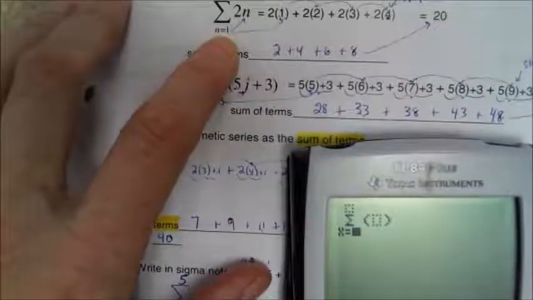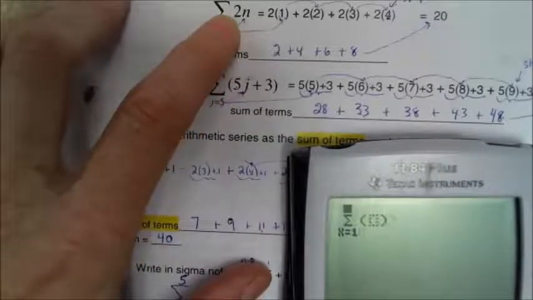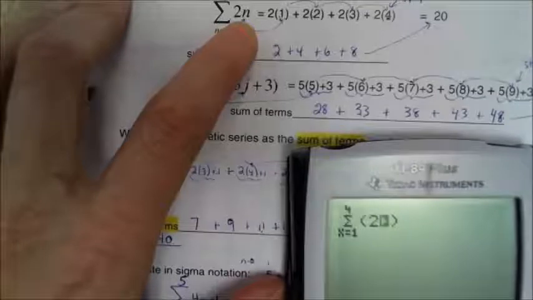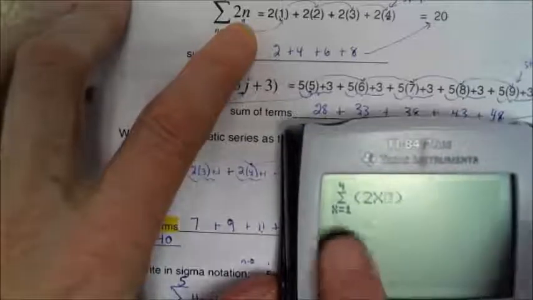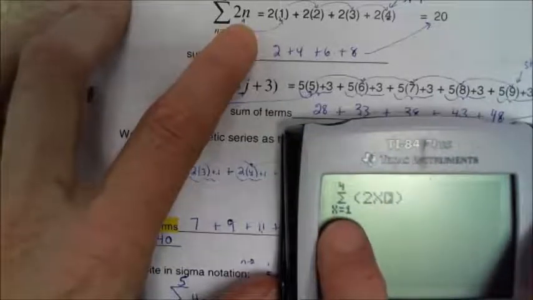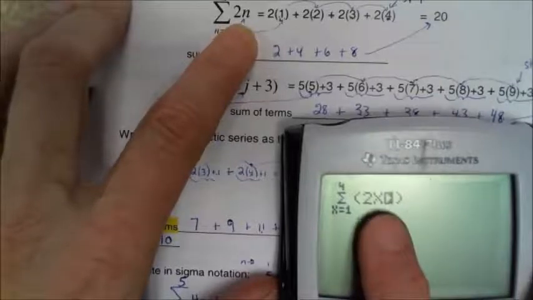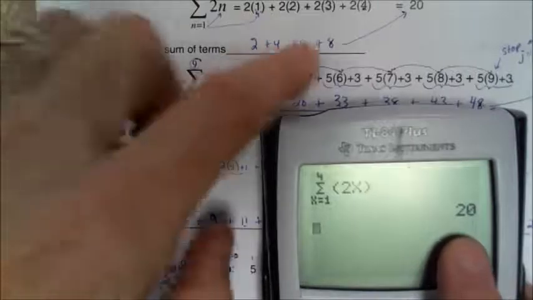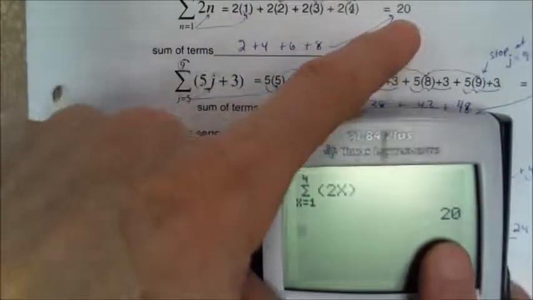And let's go up here. Let's do one of these that we've already done. Let's say x equals 1 up to 4. And now we have a 2. Instead of a 2n, we're using a 2x because that's our index. You can use anything you want here. So when we put that in, it's not going to show us the sum of terms, but it's going to give us a 20, which is the final answer here.